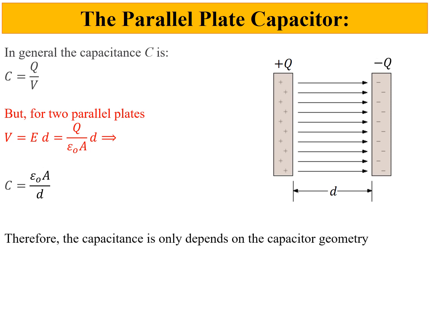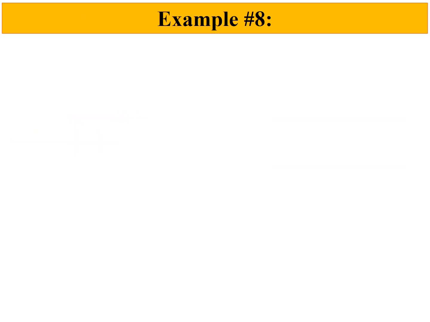So the capacitance only depends on the capacitor geometry, and also on the type of the insulating material between the two conductors. In this figure, we assume that the space between the two plates is filled with a vacuum, and for vacuum we know that epsilon naught is equal to 8.85 times 10 to minus 12 farad over meter.